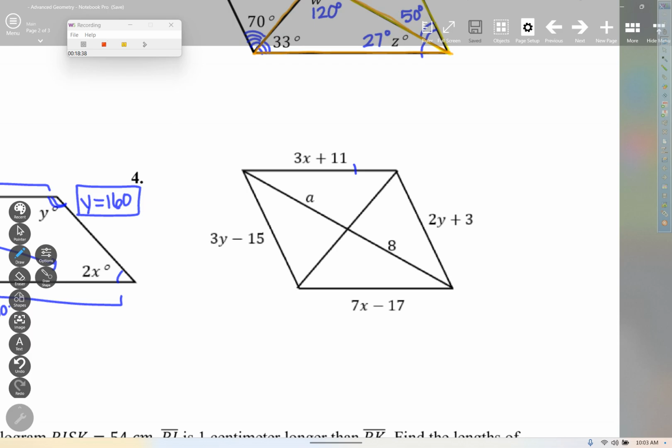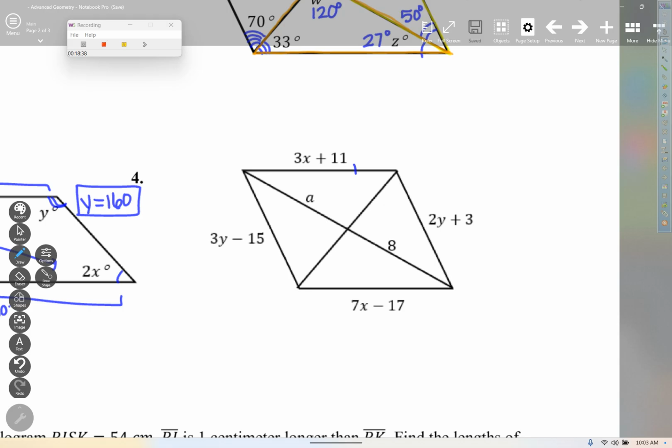The sides are a little bit different. They're expressions that I have to create an equation and then solve. So if they share the same tick mark or arc mark, they are equal. Therefore, 7x minus 17 is equal to 3x plus 11.